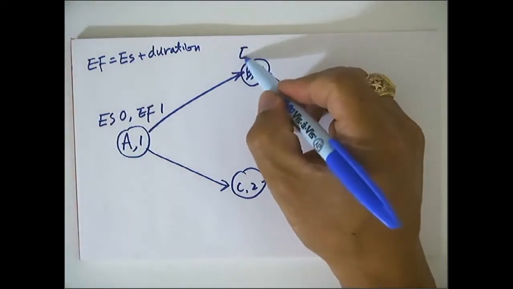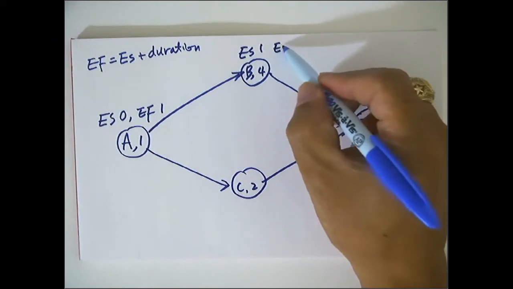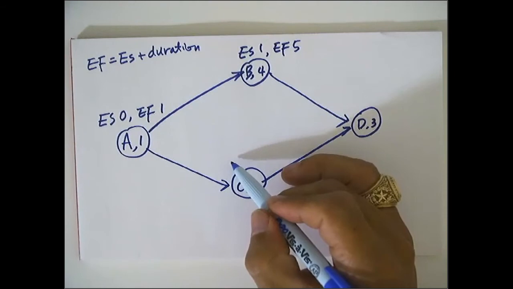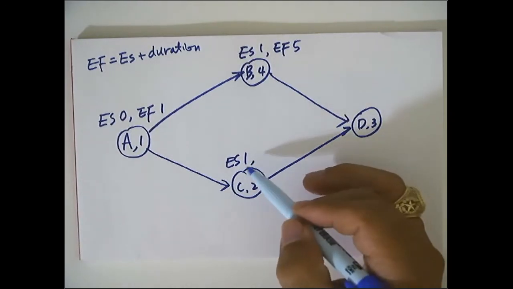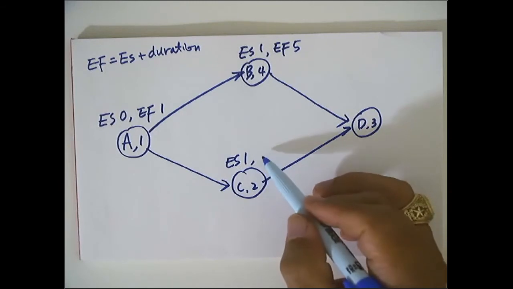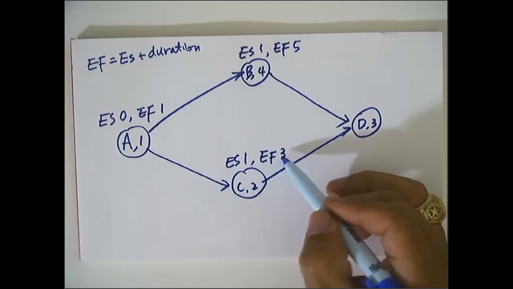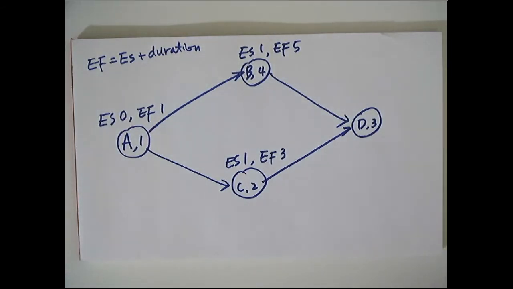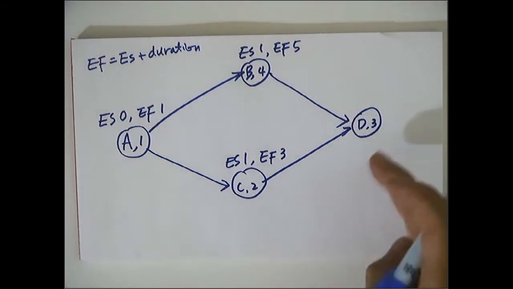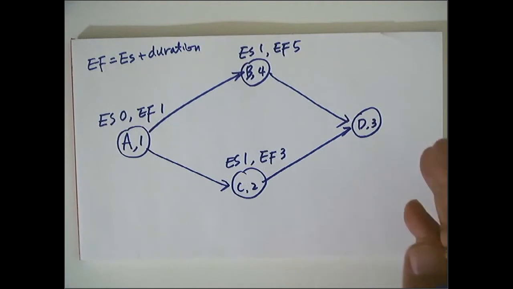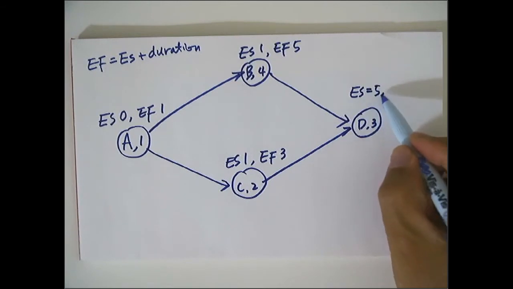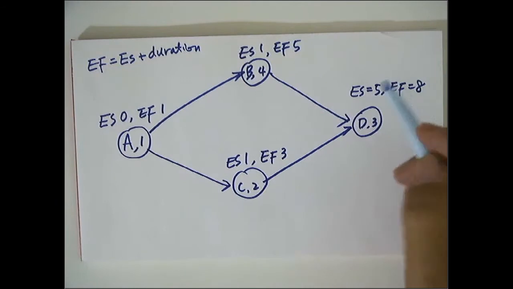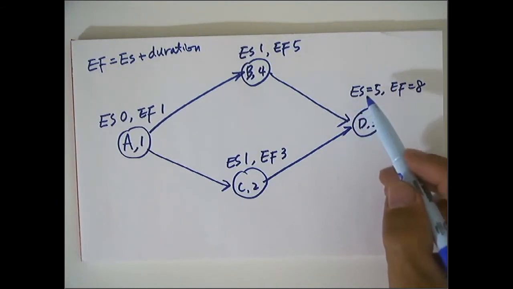Then what is ES for B? ES of B should be 1, and EF is simply 5. And also for C, ES will be 1. You can finish A, then you can start C. That's why the ES, the earliest start time, is 1. What is EF? EF will be 3, simply. And now in the D case, you have to finish B and C. Even if C is finished 2 weeks earlier than B, we have to wait until B is finished. So what is ES in this case? ES is 5. And what is EF? EF is 8.